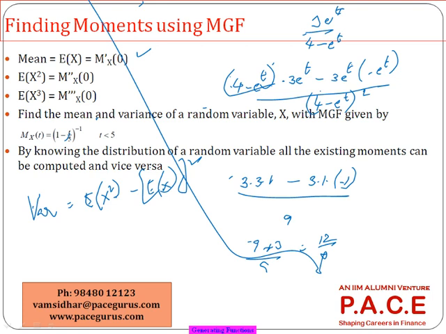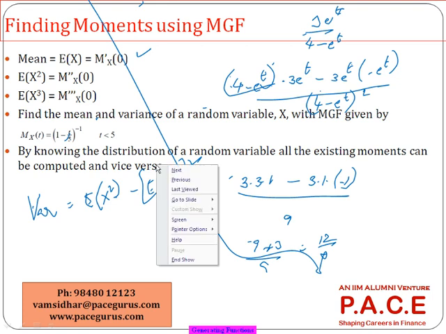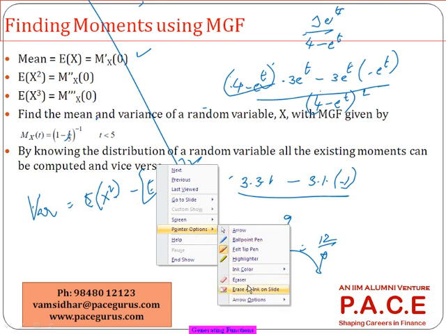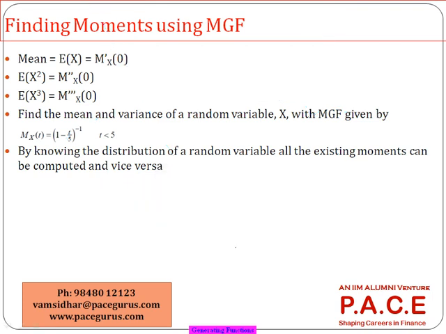Now if you can do the same example here, we can practice that part. Find the mean and the variance of a random variable. MGF is already given here, so I am not deriving the MGF. He has already given the MGF for me, saying it is 1 minus t by 5 to the power minus 1.